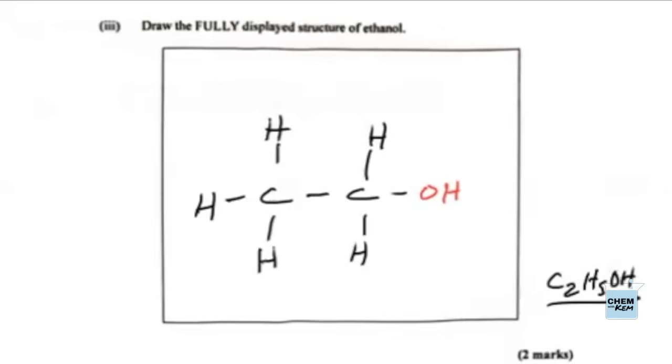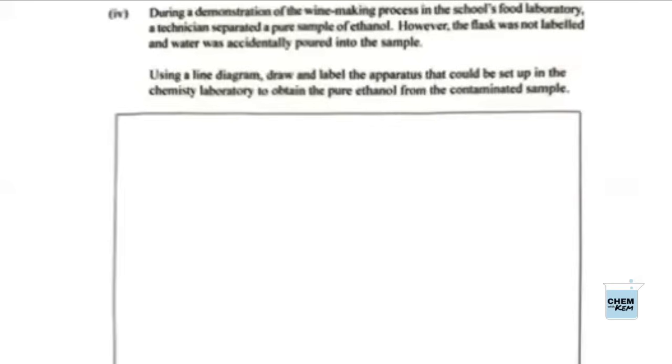Next question. So here in part 4, well, let's read what the question is saying. The remaining 4 for the 15 marks here, full marks. During a demonstration of the winemaking process in the school's food laboratory, a technician separated a pure sample of ethanol. However, the flask was not labeled and water was accidentally poured into the sample. Using a line diagram, draw and label the apparatus that could be set up in the chemistry laboratory to obtain the pure ethanol from the contaminated sample.